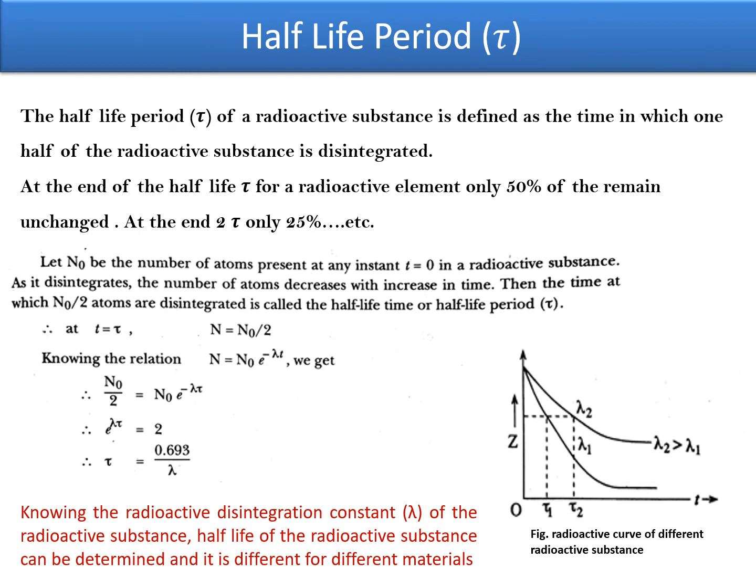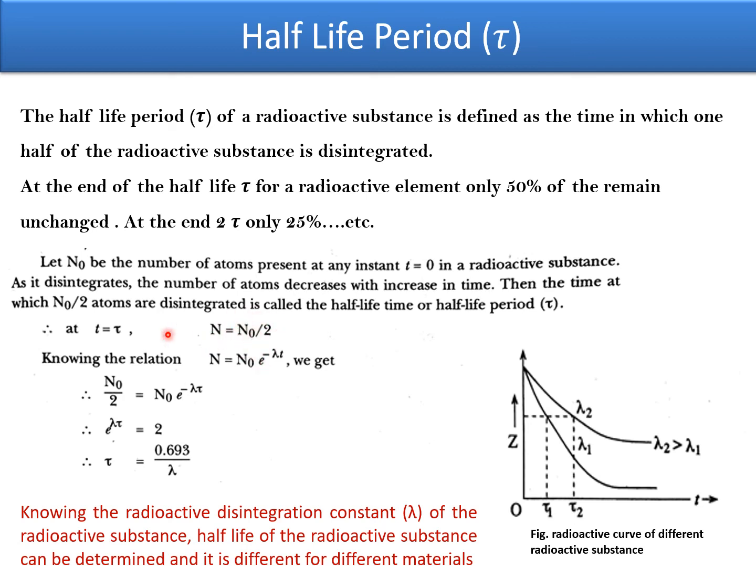Half-life period. The half-life period is the time required to disintegrate half of the initial material, and that is known as tau, a Latin alphabet letter. It is the time required to disintegrate one half of its original atoms. So at t = tau, N = N0/2, where N is the number of particles that remain.